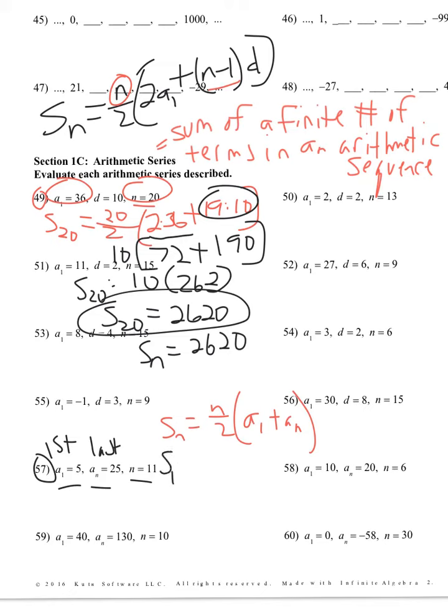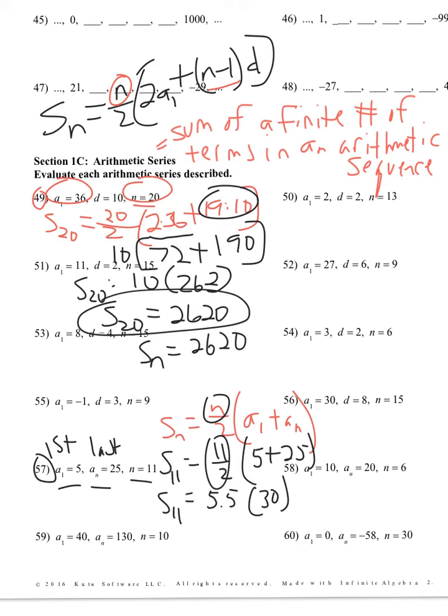So I'm finding the sum of 11 terms. I'm going to take 11 over 2, because my n is 11 right here. Then inside parentheses is a1, which is 5, plus an, which is 25. 11 divided by 2 is 5.5, so I'm actually going to do this division. And then inside parentheses I add, I get 30. And if I take 5.5 and multiply by 30, I get 165. So the sum of the first 11, and again, if you want to call it Sn equals 165, you certainly can.